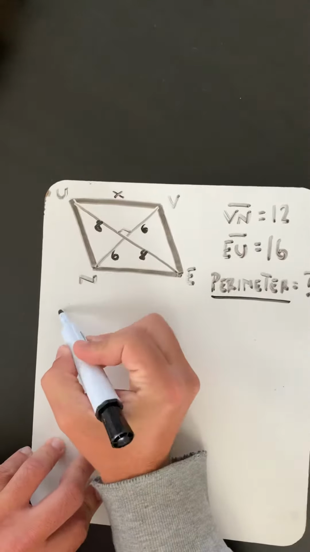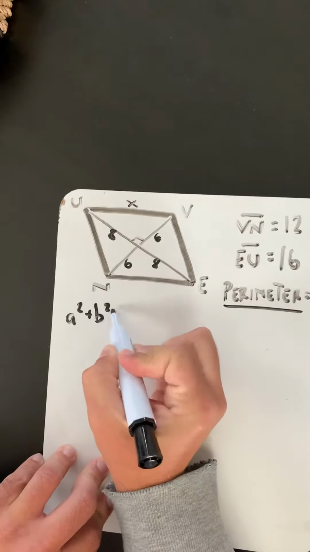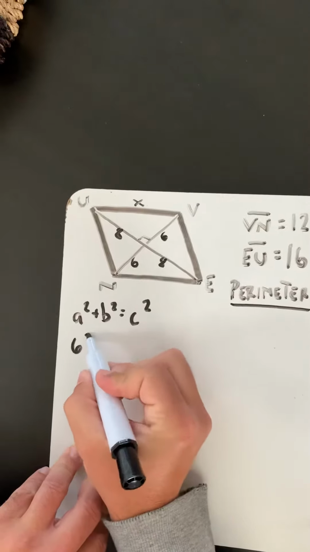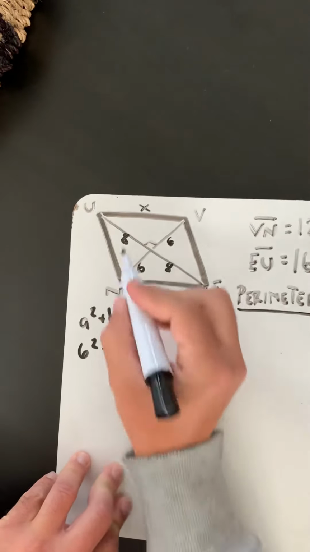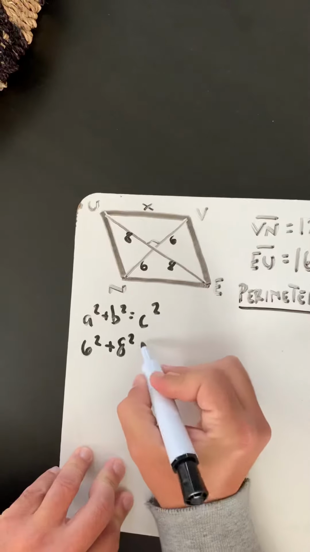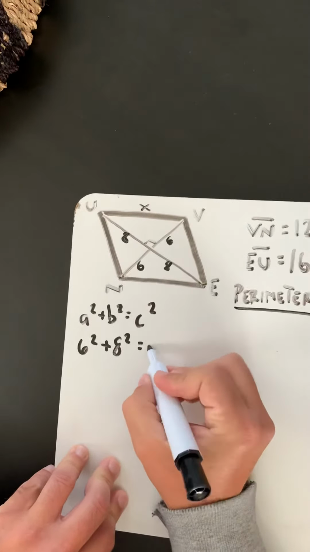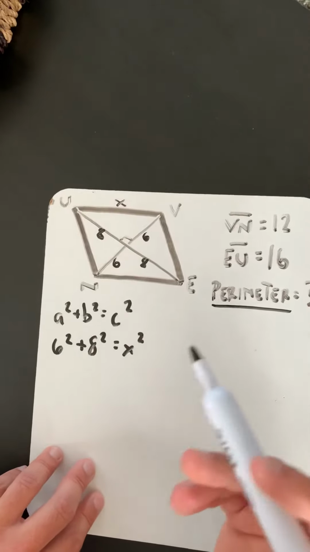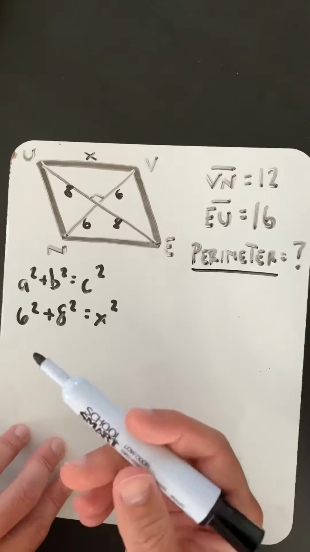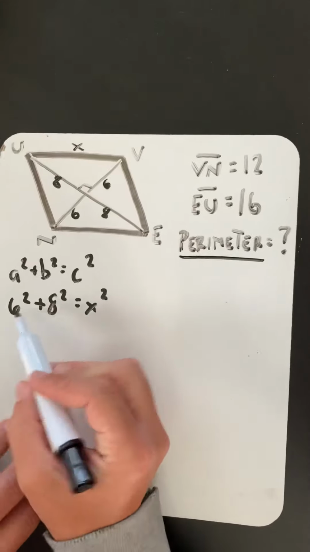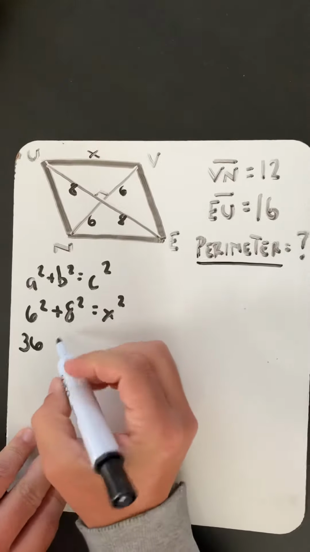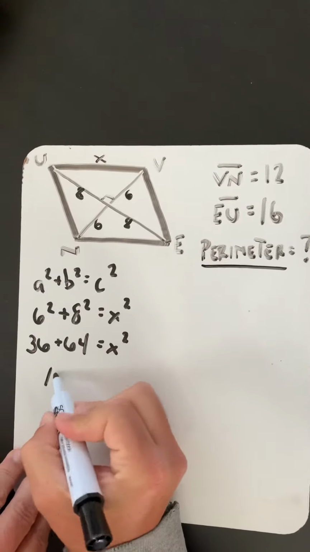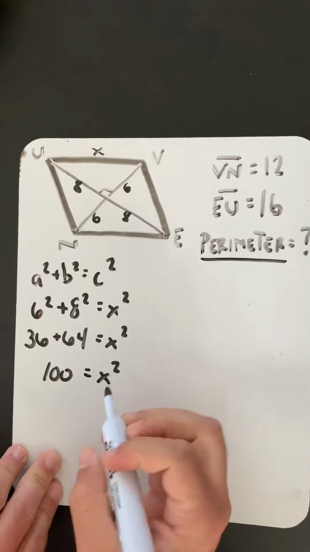So in order to do that, we know the Pythagorean theorem is a squared plus b squared equals c squared. In this instance, a is 6, so that's 6 squared. B is 8, so that's 8 squared. And our x is c squared. Well, this is a 3, 4, 5 triangle, so if you know that, that's a little bit of a shortcut. But if you don't, that's okay. 6 squared is 36, 8 squared is 64, and that's equal to x squared. 36 plus 64 is 100.